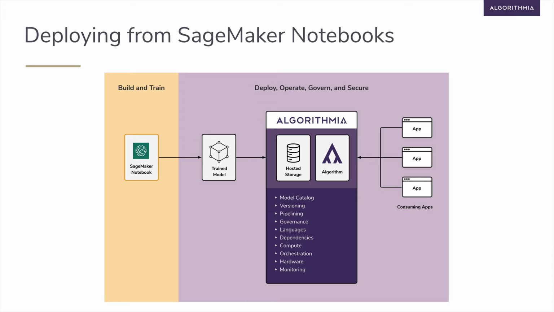In this first integration example, let's say that the data scientists are using SageMaker notebooks to build and train a model based on Python and scikit-learn. They can then save the trained model to Algorithmia's hosted data storage or use one of the data connectors in Algorithmia to connect to other external storage systems. Next, they can create an algorithm which will include a REST API endpoint that consuming applications can use to get predictions back from the deployed model.